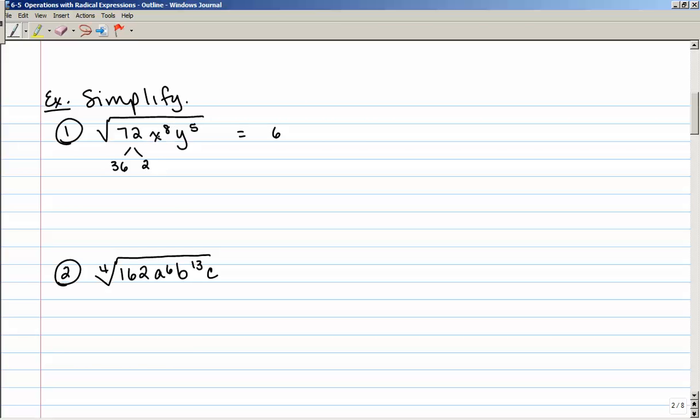X to the 8th, this is actually kind of nice because this is a 2, that's an x to the 8th, and I'm going to divide that 8 by 2. That's going to give me an x to the 4th. Actually, I don't want to forget about this guy, so I'm going to circle him. He's going to have to stay in the radical.